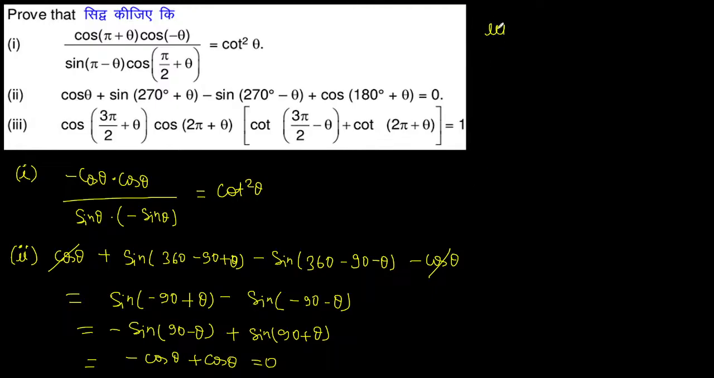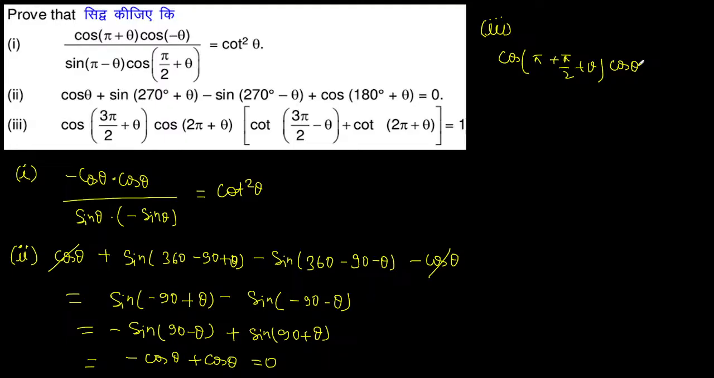Third, this is also one, cos 270 plus theta. So we can simply write it as cos 180 plus pi by 2 plus theta. We can write this as this. Cos 2 pi plus theta is cos theta.